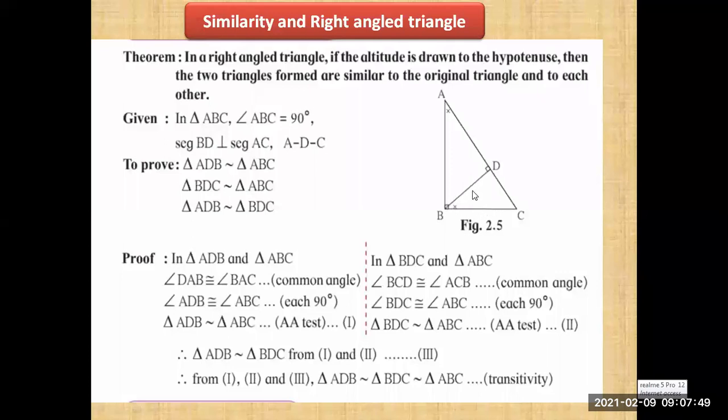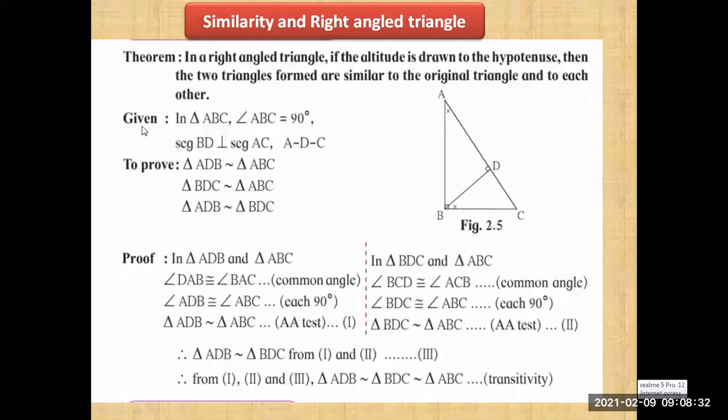So we draw the altitude on the hypotenuse. Then we get three triangles here. The original one is ABC, and after drawing the altitude we get ABD and triangle BDC. Total three triangles here. So we have to prove that these two triangles formed are similar to the original one and they are also similar to each other. So what we have to prove? ABD is similar to ABC, BDC is similar to ABC, and ABD is similar to BDC. These three triangles are similar to each other.